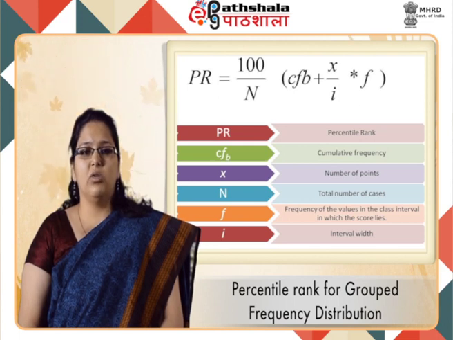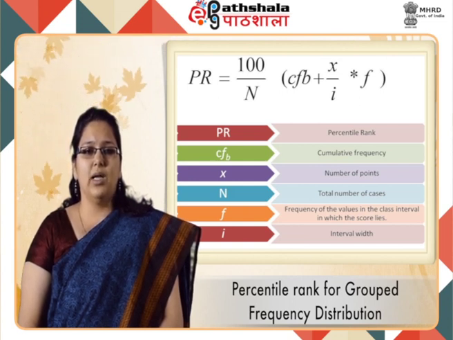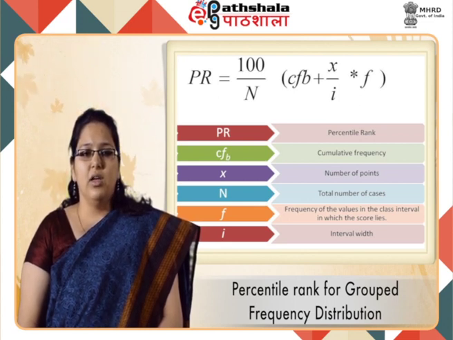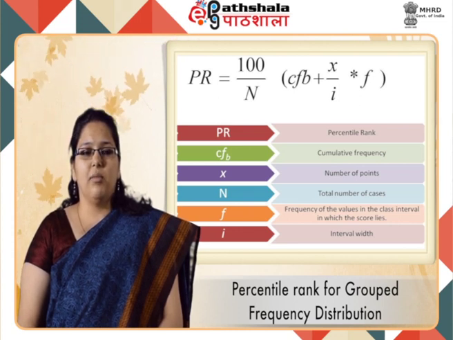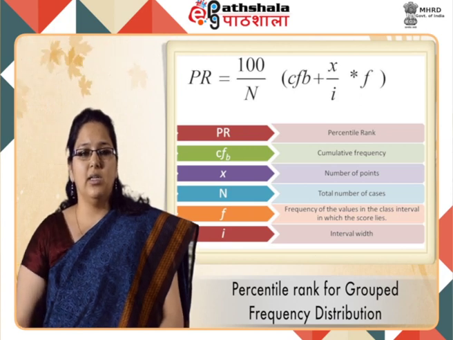CF is the cumulative frequency of all the values below the class interval in which the score lies, x is the number of points required to be added to the exact value of the lower limit of class interval in order to reach the score for which the PR is to be calculated. N is the total number of cases, f is the frequency of the values in the class interval in which the score lies, and I is the interval width.